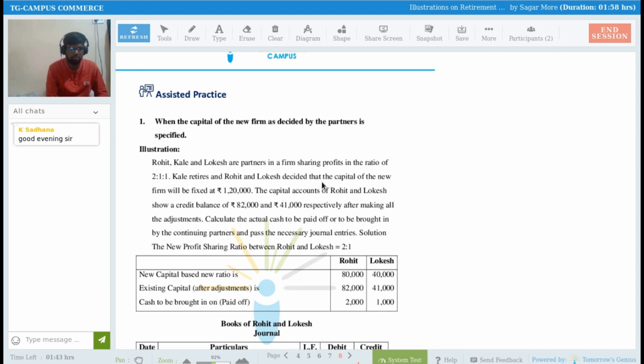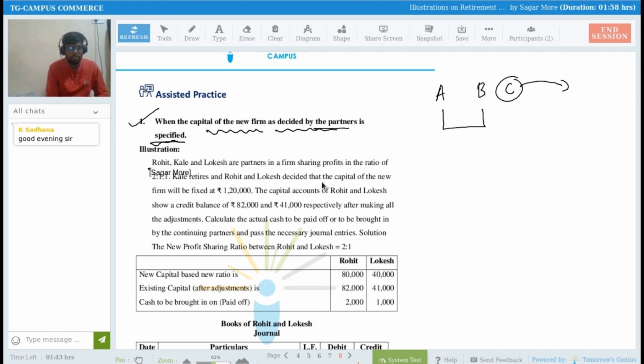See, when the capital of the new firm as decided by the partners is specified, it means the capital of the new firm is given. There are three partners A, B and C. After retirement of C, what will be the capital of the new firm, that is A and B? Only A and B will be the partners in the firm now. So what will be the capital of the new firm is decided by the partners and is given in the question.